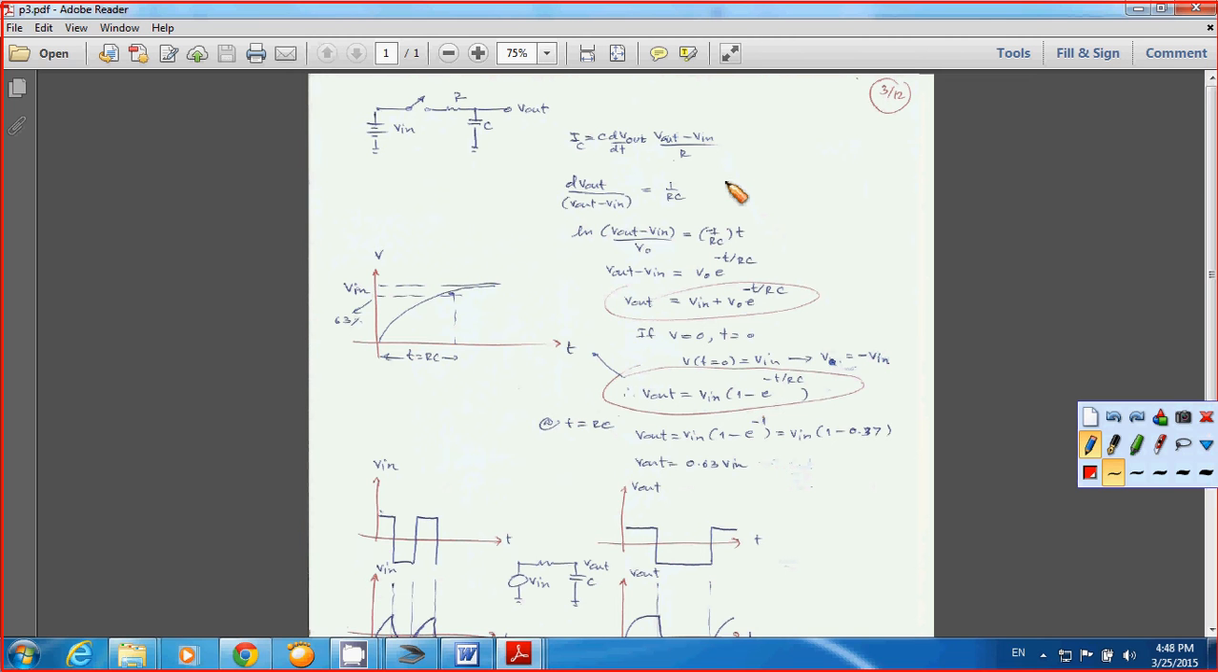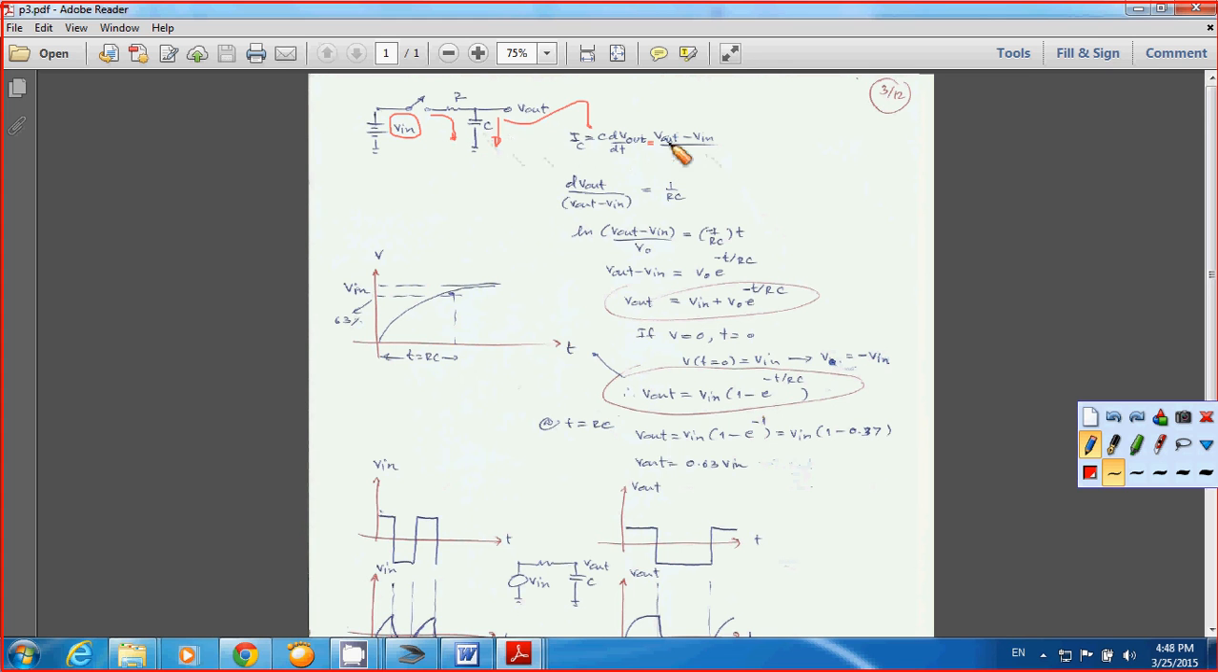Now take a look when you have R in series with a capacitor, and you have the voltage source here as V in. You close the switch. Your current flowing through a capacitor is going to be equal to C dV out over dt. Since R and C are in series, the current flowing through R is going to be equal to the current flowing through C.